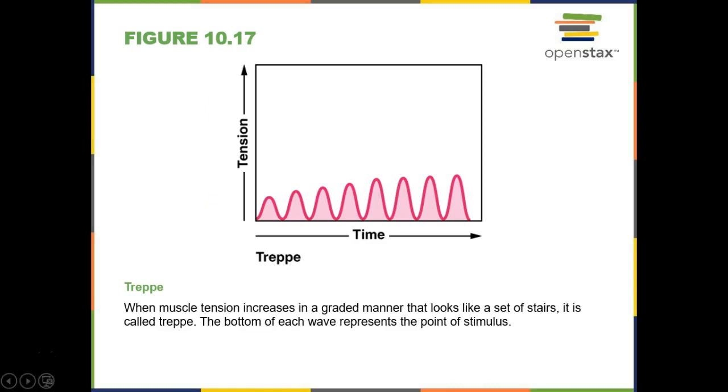Here we have treppe. In treppe, we're increasing the stimulation frequency, and we're still having complete relaxation occurring, but not all the calcium in the cytoplasm is being booted out, so there's calcium left. With the next muscle stimulus, more calcium is available, and so we can produce more cross bridges, causing stronger and stronger contractions.